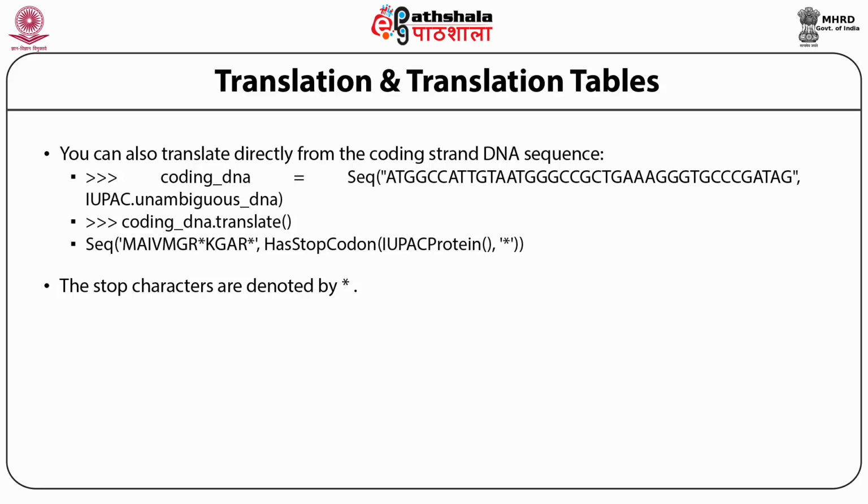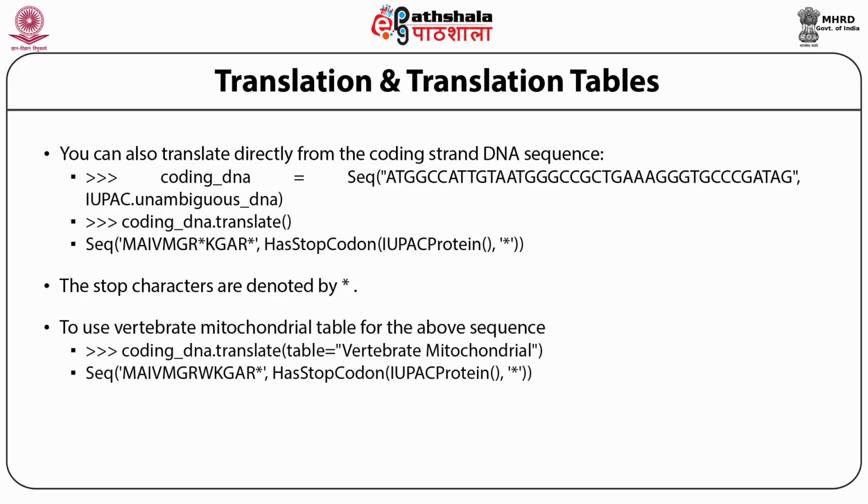Most often what we want to do is use a different codon table. There are several codon tables, and the information on them can be obtained from NCBI. If I want to use something other than the generic codon table, for example a vertebrate mitochondrial codon table, then all I have to say is coding_DNA.translate(), and in the bracket I say table equals vertebrate mitochondrial.